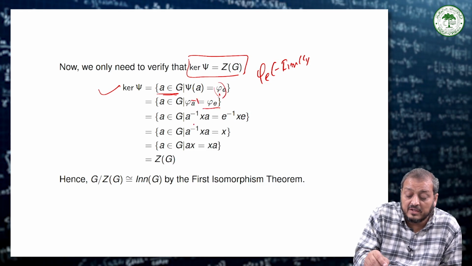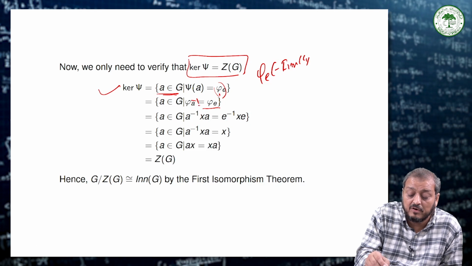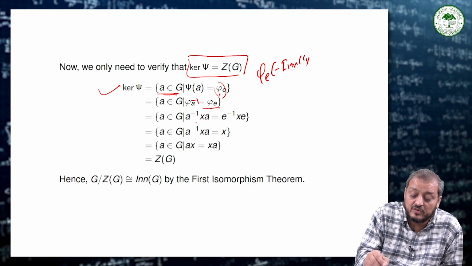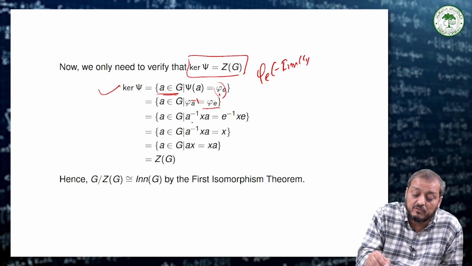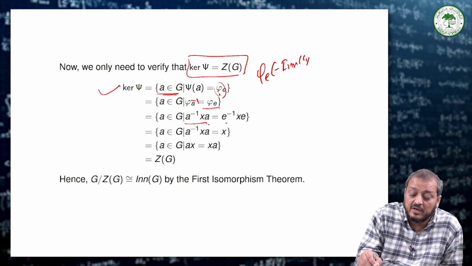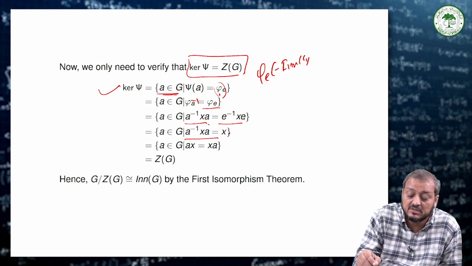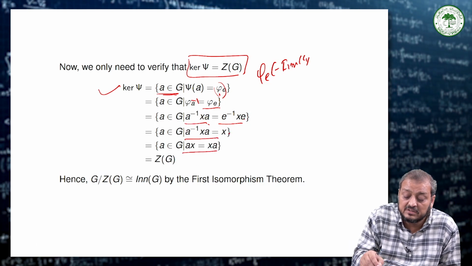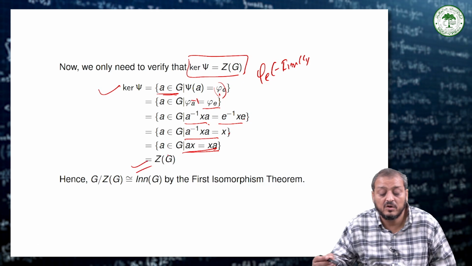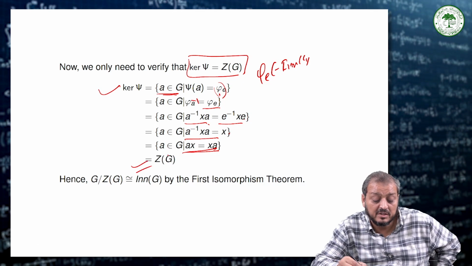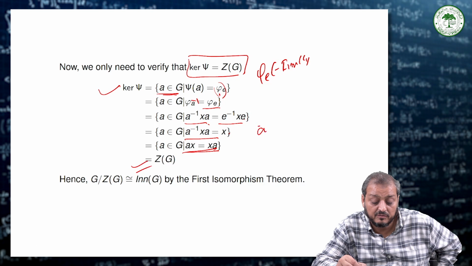Phi of A inverse can be written in the form A inverse x A and E inverse x A. So A inverse x A is equal to x, and then we can say that Ax is equal to xa, and the center of G is equal to this form. This can also be written in this form.